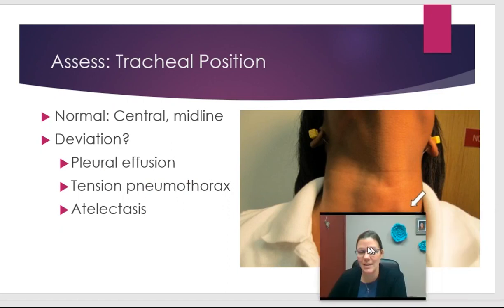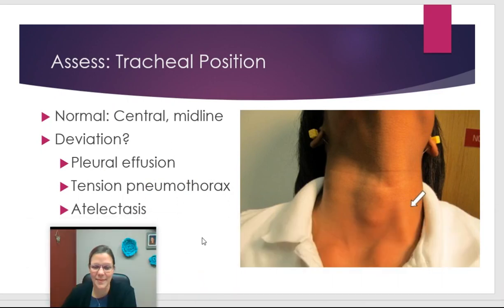So when we assess, let me move myself here. When we assess patients, we are going to be looking at tracheal position. In this patient, you can see that their neck is not symmetrical, but we are going to palpate with our hands, and I'll talk more about that here in a little bit. This particular patient is not normal. Their trachea is not central or midline. They do demonstrate a deviation.